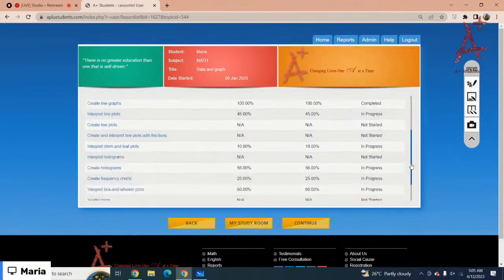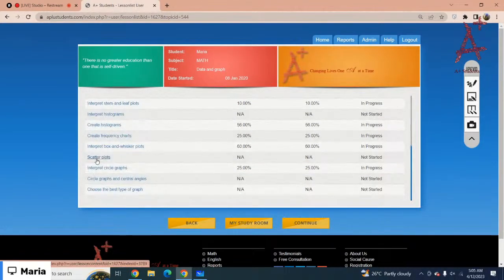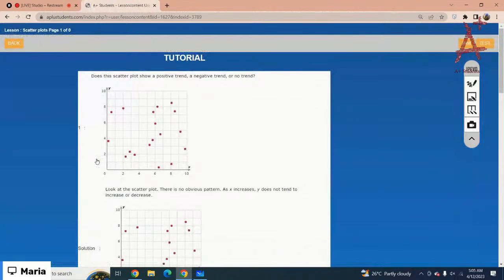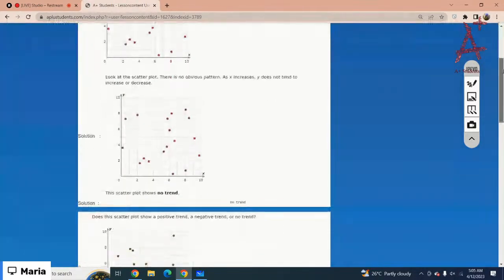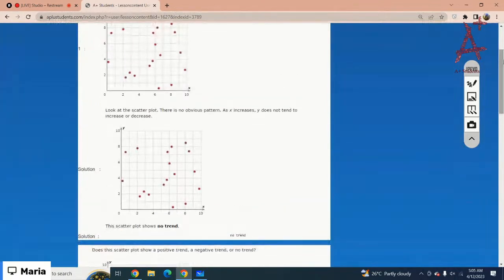And the next lesson is scatter plots. Let's just see the scatter plots. Does this scatter plot show a positive trend, a negative trend, or no trend? Look at this scatter plot. There is no obvious pattern. Basically, you have to look if there is a pattern in the scatter plot. That means they show a positive trend or a negative trend. But here you can see the points are scattered on the graph. They show no trend. Got it?